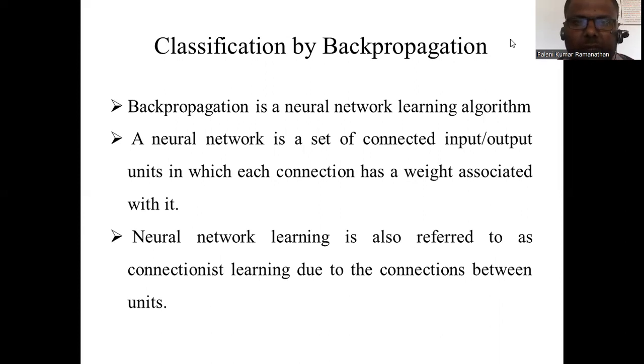Along with that, we are going to see about back propagation. Back propagation is a neural network learning algorithm. In that we have a number of units like input, output, and also another unit called hidden unit. Generally, we define a neural network as a set of connected input-output units in which each connection has a weight associated with it. Neural network learning is also referred to as connectionist learning due to the connections between units.